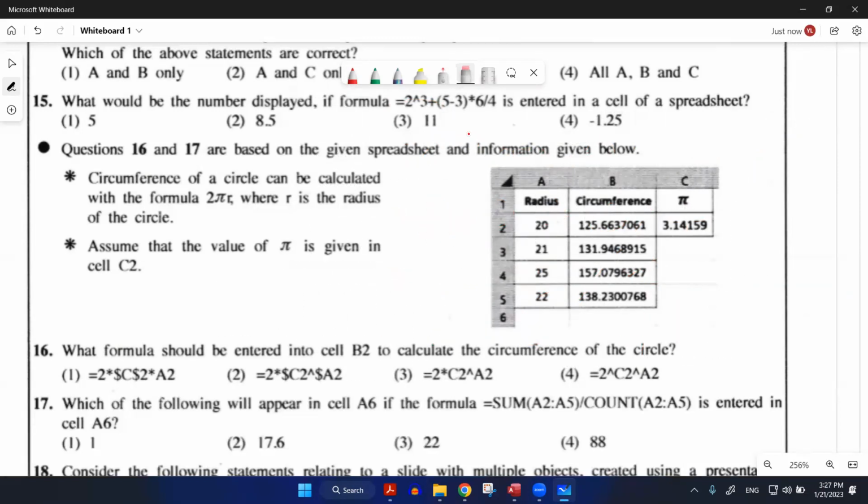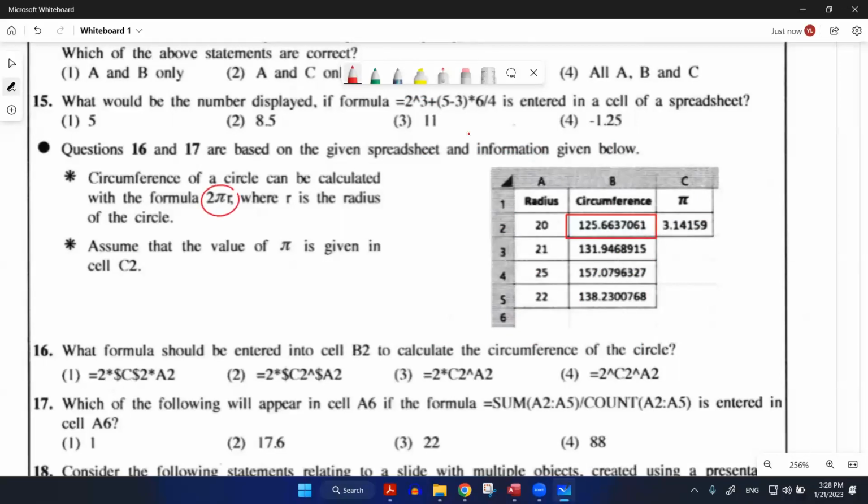Okay, so the 16th. It says the circumference of the circle can be calculated with the formula 2 pi r, where r is the radius of the circle. Assume that the value of pi is given in the cell C2. What formula should be entered into the cell B2, this particular cell, to calculate the circumference of the circle?